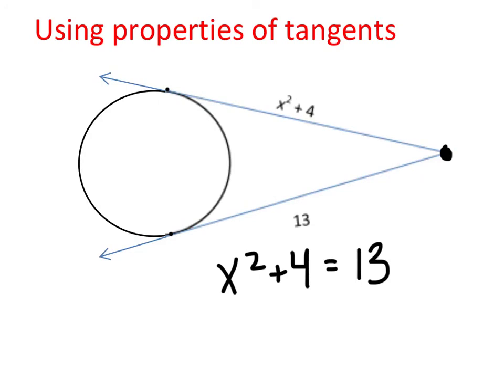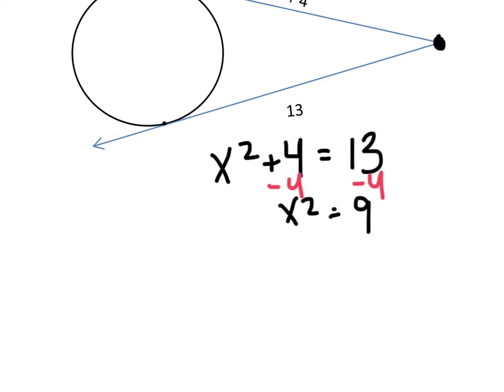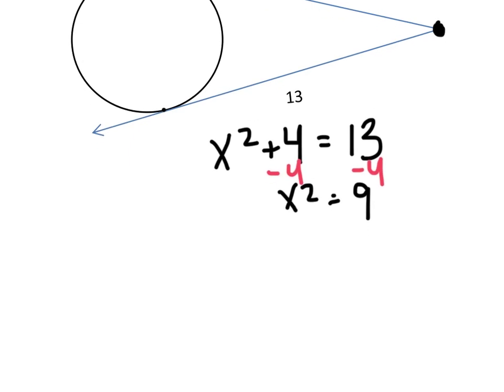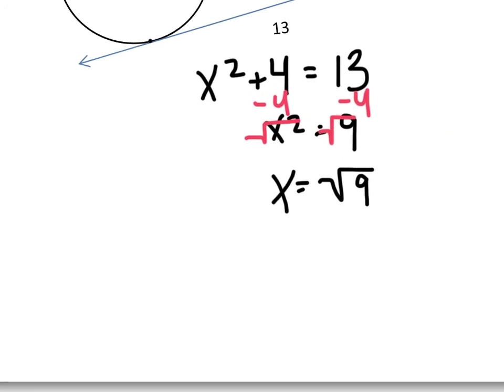So you subtract your 4 from both sides, and you're left with x squared equals 9. And you need to take the square root of both sides. And you have x equals the square root of 9. The square root of 9 is 3.